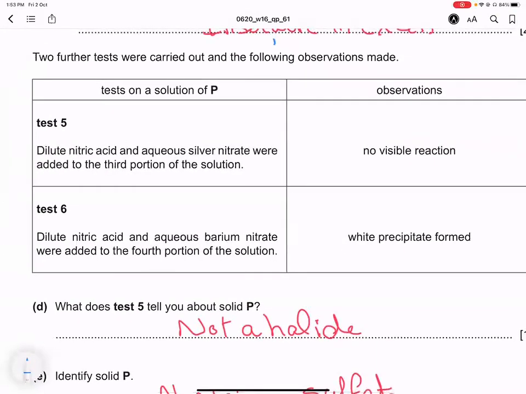Dilute nitric acid followed by silver nitrate solution. This is a test for halides. Remember? Chloride, bromide, and iodide: white, creamy, yellow precipitate. No visible reaction, so I deduce that there are no halides present.